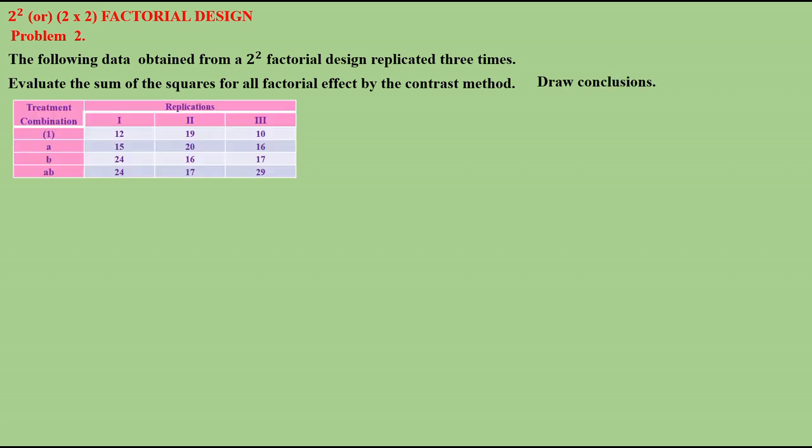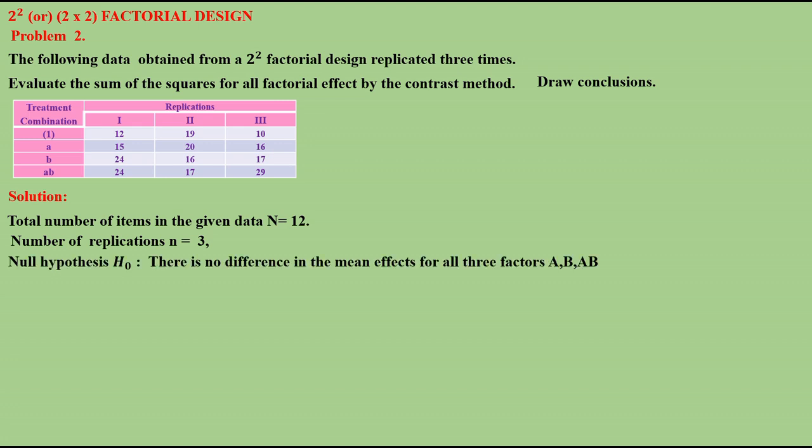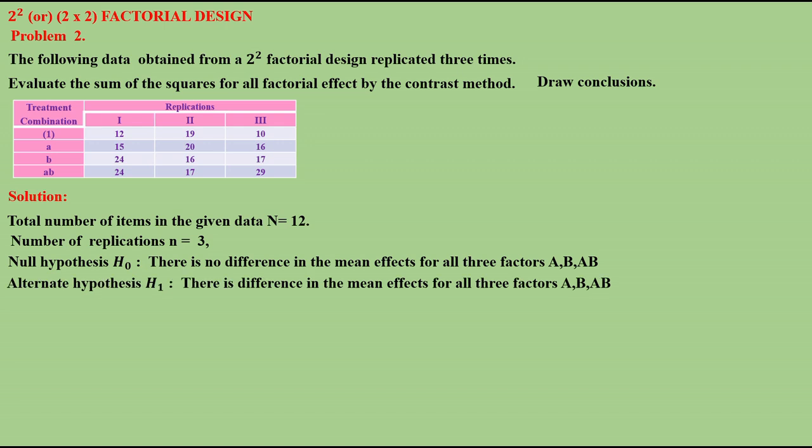Next problem: the following data obtained from a 2 square factorial design replicated 3 times. Evaluate the sum of the squares of all factorial effects by the contrast method and draw conclusions. Total number of items N is equal to 12, small n replication is 3. Null hypothesis: there is no difference between the mean effects, that is A, B, AB. Alternative: there is a difference in the mean effect.